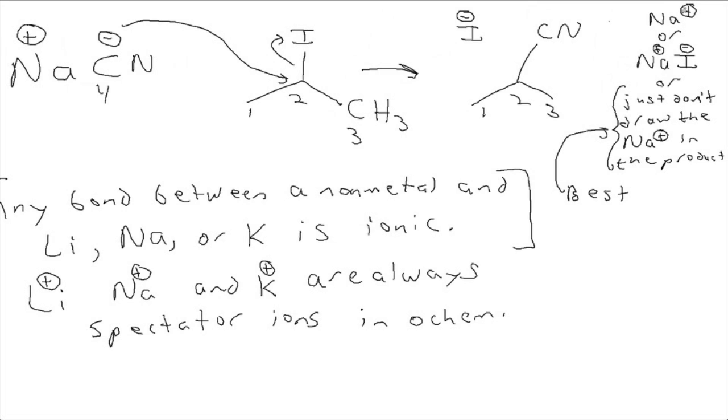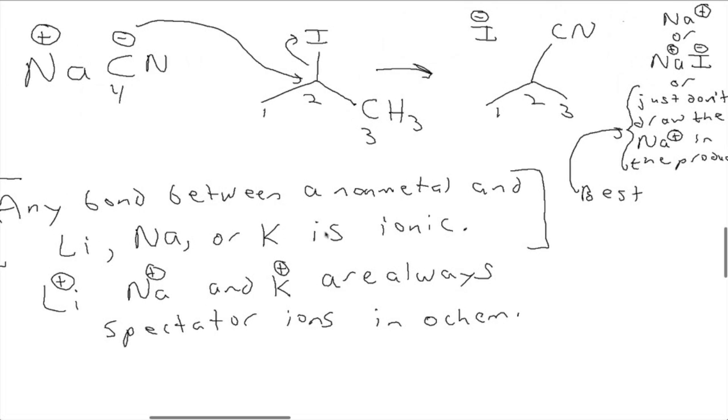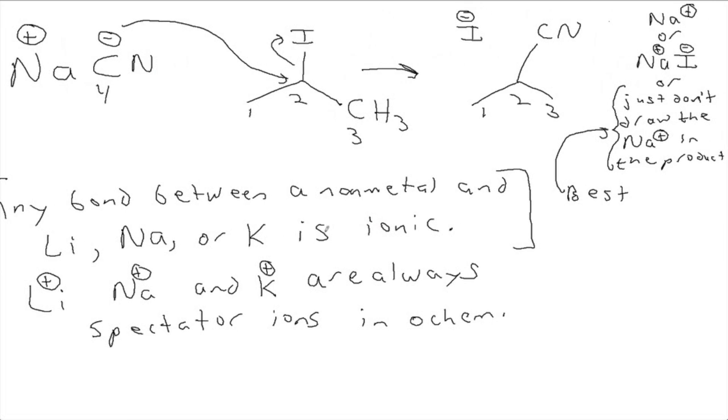So why did I even bother mentioning these? I only mentioned these possibilities because you might see this sometimes in lecture or in your textbook. Your instructor might write it this way, or your textbook might write it this way, but for the student, the best thing is just don't draw the spectator ions. All right, so that would be my suggestion for how to handle that. Does that make any sense? Yeah, that makes great sense.